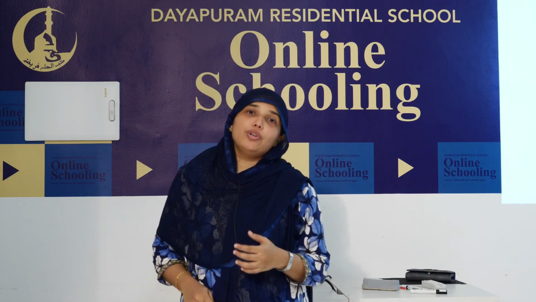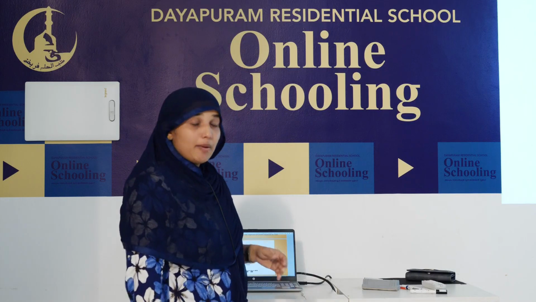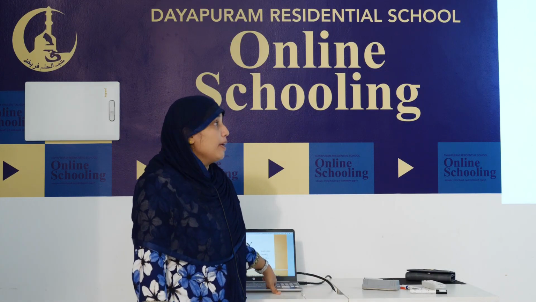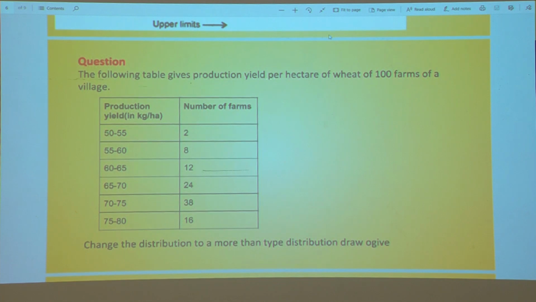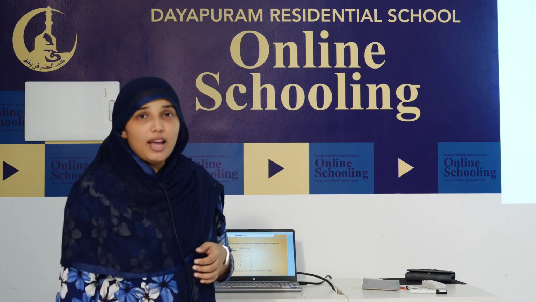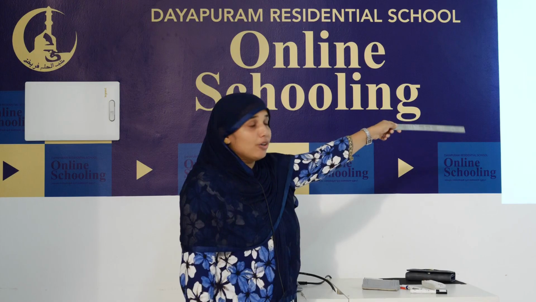Next is how to draw a more than type ogive. So we have an example of how to draw a more than type ogive. We have a question like this. The following table gives the production yield per hectare of 100 farms of a village, and we have a table here. The second column, that is number of farms, is nothing but the frequency column, and this is grouped data or class intervals.